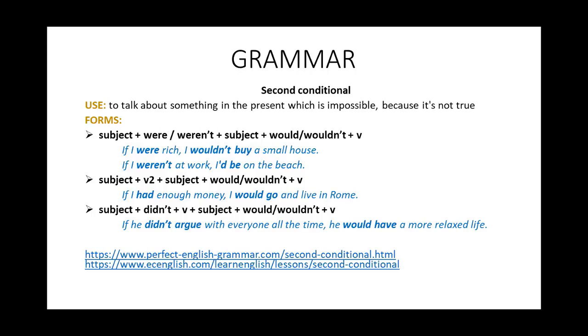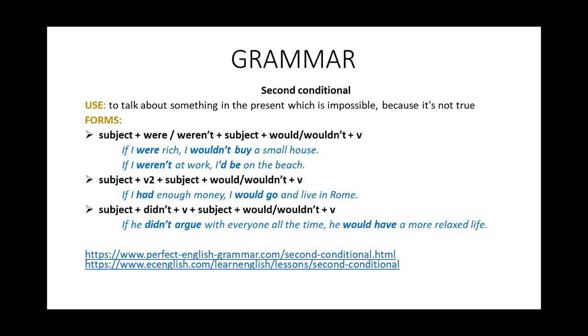The form: subject plus were or weren't. We can use was, but in formal writing, with any subject such as she or I, we must use were. So we prefer were. If it is negative, weren't, plus subject, plus would or wouldn't plus verb. Example: if I were rich, I wouldn't buy a small house.